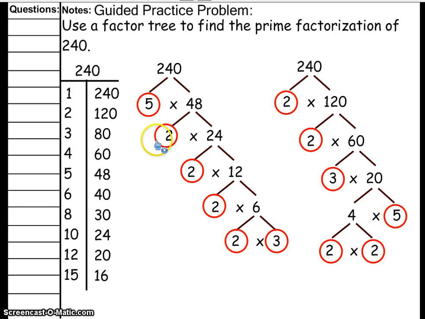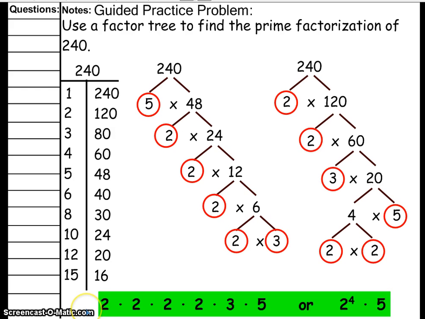Let's look over here. 4 2s, 1 3, and 1 5. So even though we started off with 2 different factors for 240, we still come up with the same prime factorization of 2 times 2 times 2 times 2 times 3 times 5, or 2 to the 4th power times 3 times 5. I forgot to put that 3 right there, so sorry, that's my bad. So you would do 2 to the 4th power times 3 times 5. So the prime factorization does not change even when you start off with 2 different factors.